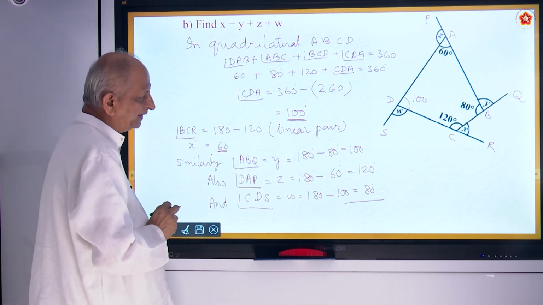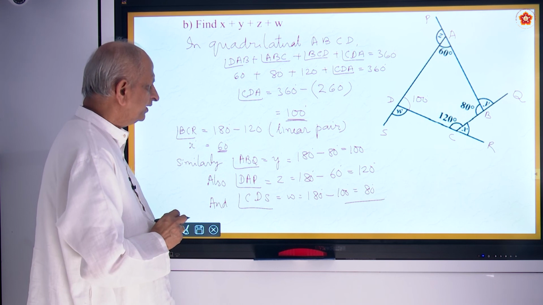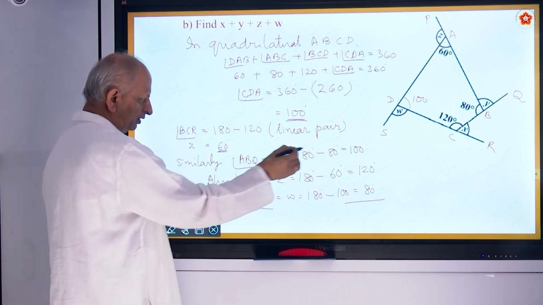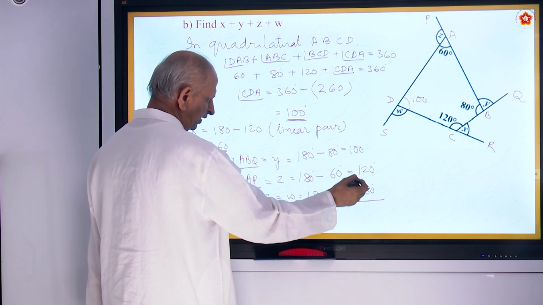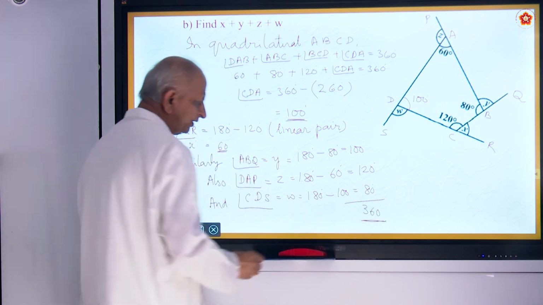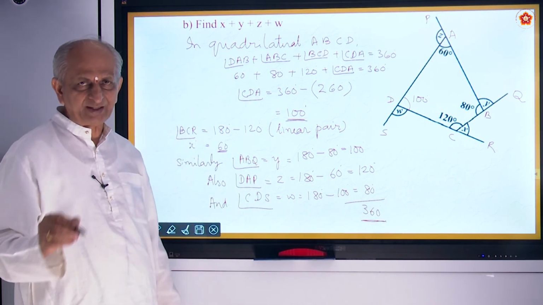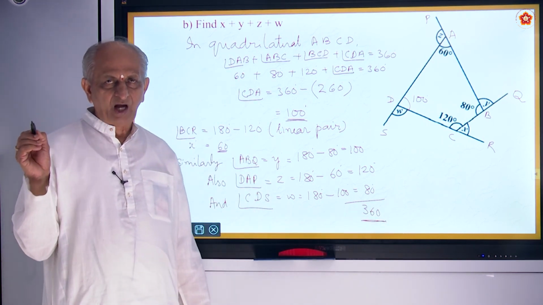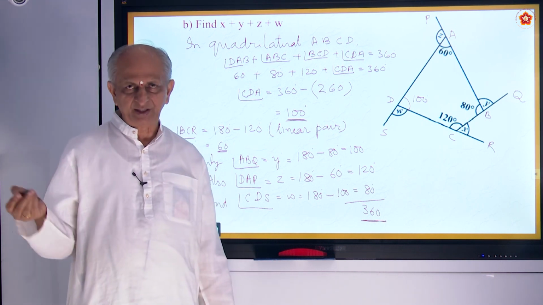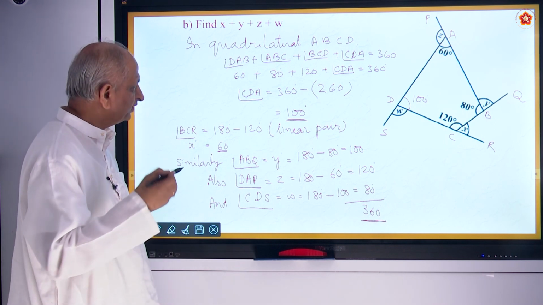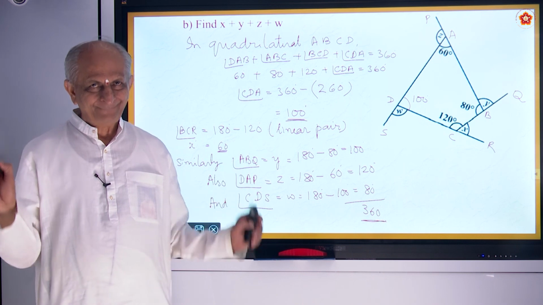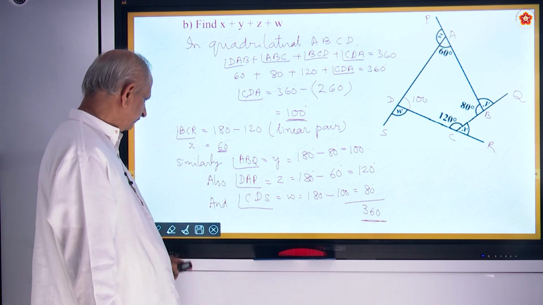X plus Y plus Z plus W should give, see, X is here 60, 180, 300, plus 80, 360. So this is a very important result. The sum of all the exterior angles of a polygon, it need not be a quadrilateral, it may be a pentagon, hexagon, etc., is equal to 360 degrees. Is it clear? Very happy. Okay.